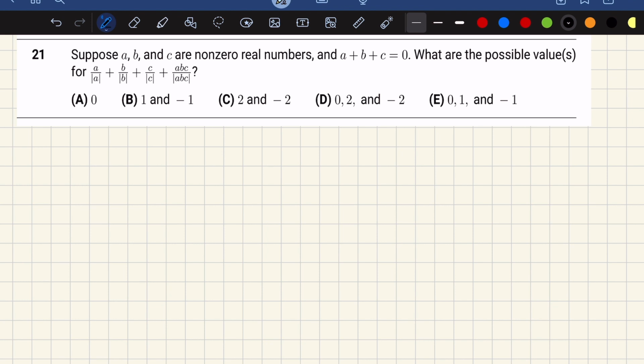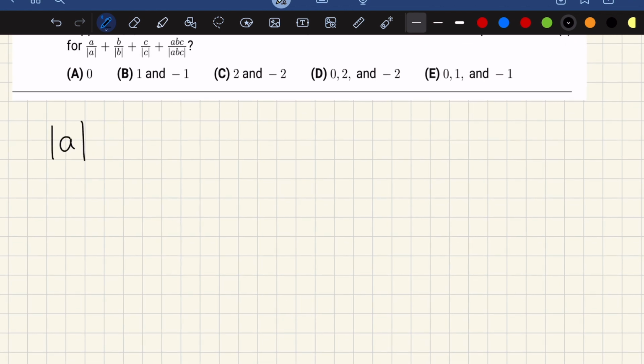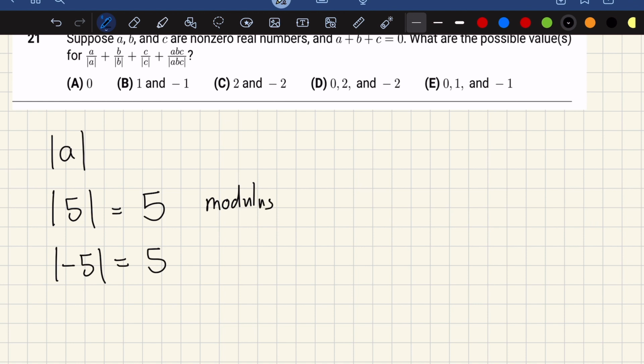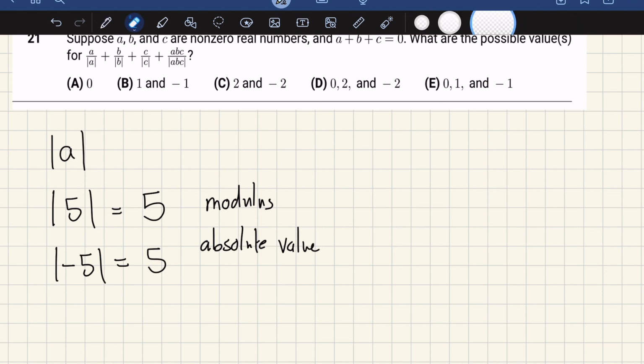Okay, let's just look at this expression here. Just so you know, these square brackets basically mean if it's positive, it stays positive. If it's negative, you make it positive. So what does this mean? For example, we call it the modulus. The modulus of 5 is 5, but also the modulus of negative 5 is 5. You might see it called modulus or also absolute value. The idea is that you're just interested in the size of the number, not the number itself.